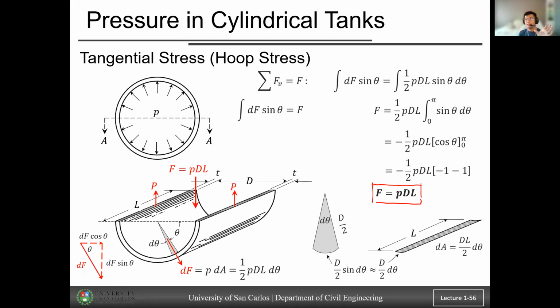So D will be the inside diameter of the tank. L will be the whole span of the tank. And then P, I think P is what we call rho. That would be the density of the water. Not water, but any liquid.